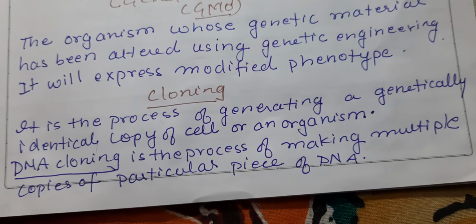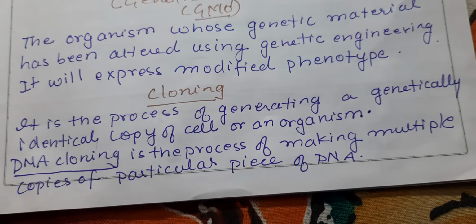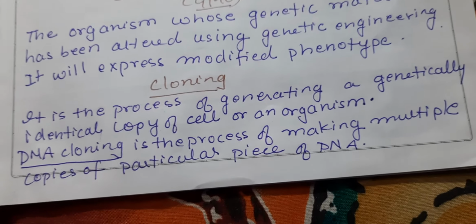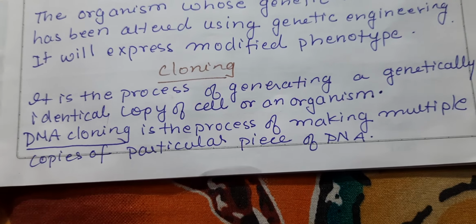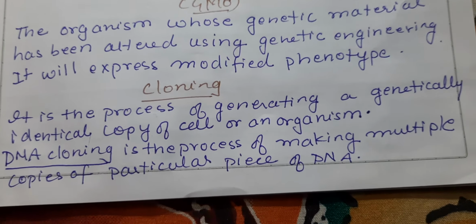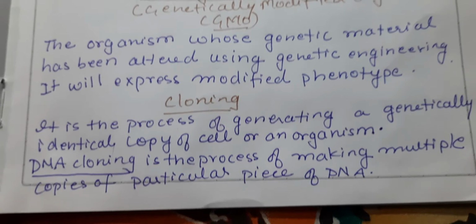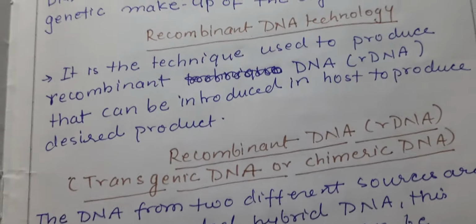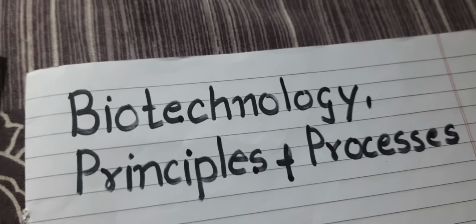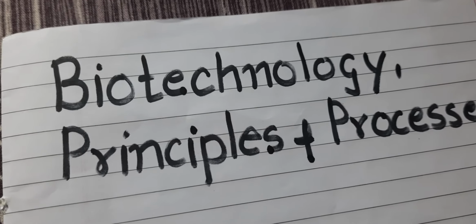Cloning, let's see what is cloning. We know that it is the process of generating a genetically identical copy of a cell or organism. Usually during asexual reproduction, clones are produced. But here we'll be talking about DNA cloning, which is the process of making multiple copies of a particular piece of DNA, maybe by replicating the organism. So these terms are actually used interchangeably. Now we will discuss one example in which I will explain all these terms so that they are clear to you and you know how to use them.